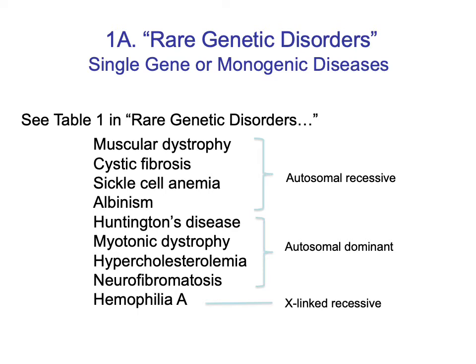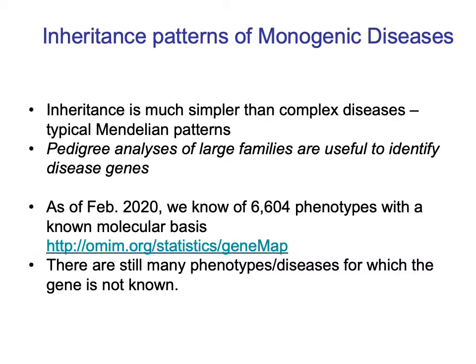One of the considerations for you, and one of the topics you'll write about in your papers, is the inheritance of your selected disease. So the inheritance patterns for these monogenic diseases are generally simpler than the complex diseases. For these diseases, you will see published pedigrees and pedigree analyses of large families, and we will be looking at some examples of these in the coming days. They generally have typical Mendelian patterns like you've learned about in intro genetics.